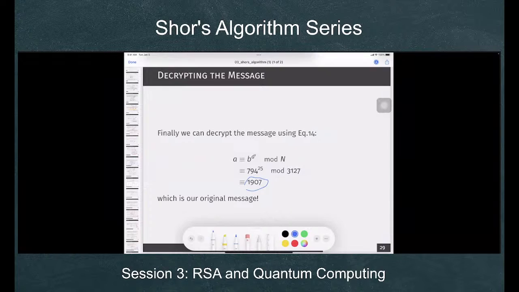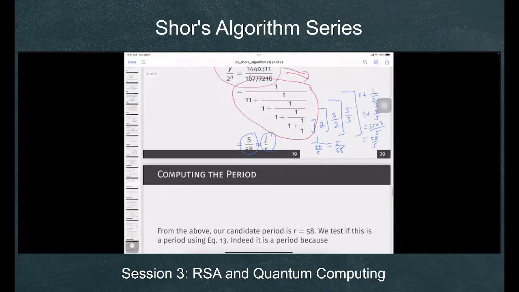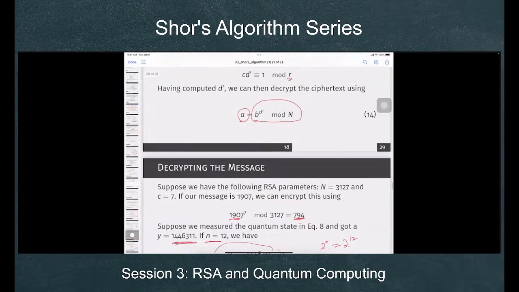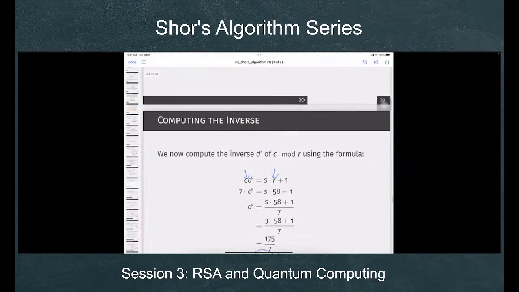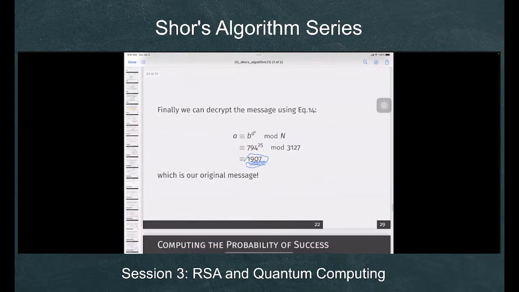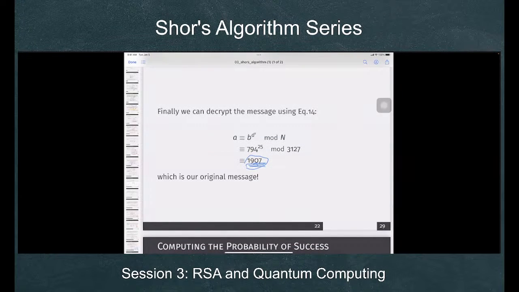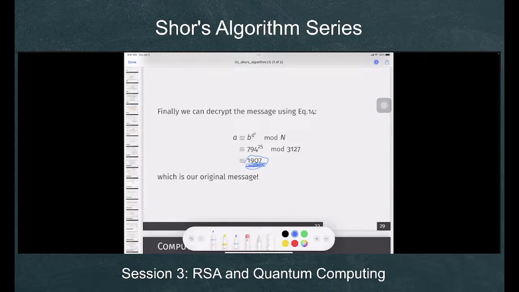This one here, the 1907, we actually got that here. So when we initially, this is our initial text, and we got 794. Then we computed the period, and once we got the period, we computed the inverse modulo. After the inverse modulo, we decrypted the ciphertext, no? And then we got A, which is our original message.